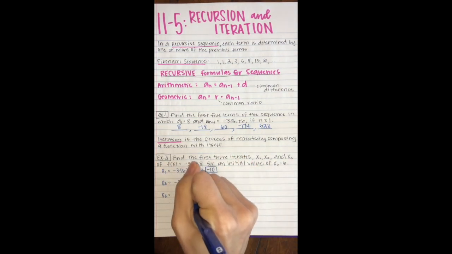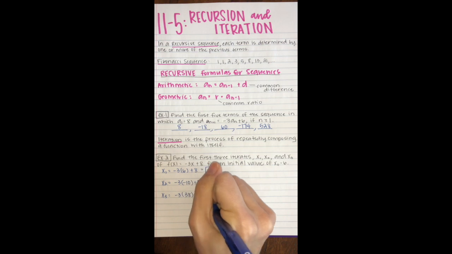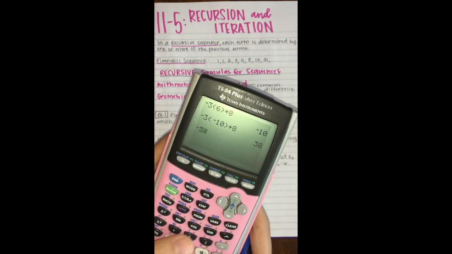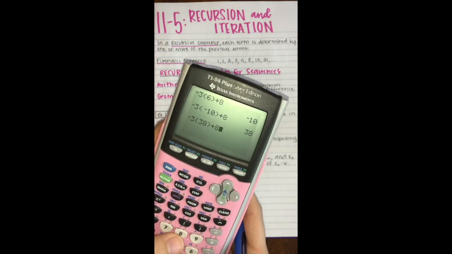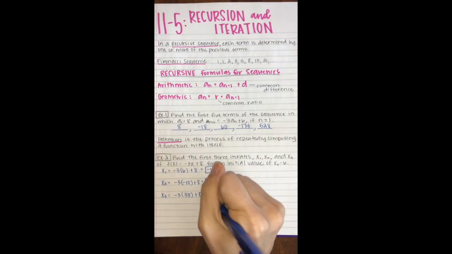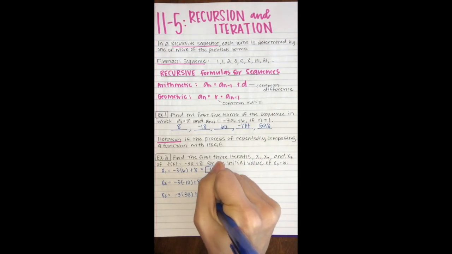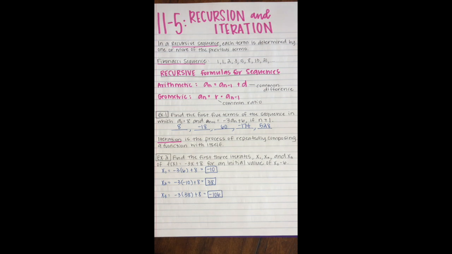Take negative 3 times 38 plus 8. We get negative 106. So we've found the first 3 iterates. x1 is negative 10, x2 is 38, and x3 is negative 106.